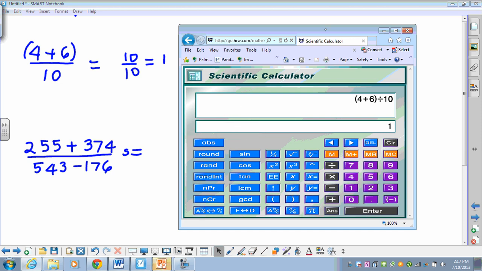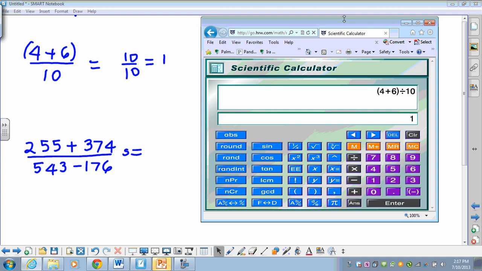Okay, so now I would encourage you to enter the second example that we have on the screen into your calculators. You may want to pause the video for a moment and then come back and check that you did indeed get the correct answer.